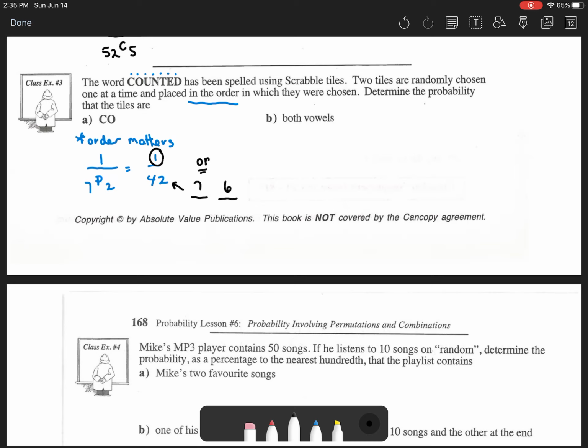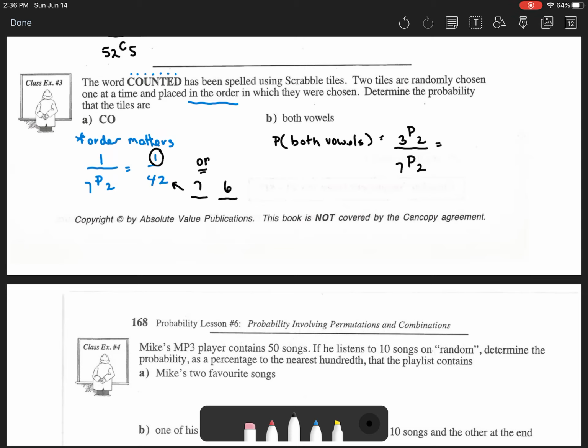All right, in B now, both are vowels. So I want the probability that I select both vowels. Hopefully we know what vowels are: A, E, I, O, U. So you take a look at counted, and you will see that there are 3 vowels in that word. I have to select 2 of them where order matters. So 3 vowels, pick 2 of them. And that's out of a total of 7 letters, pick 2.